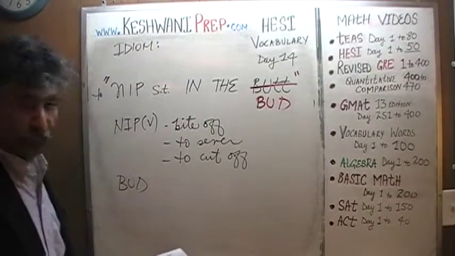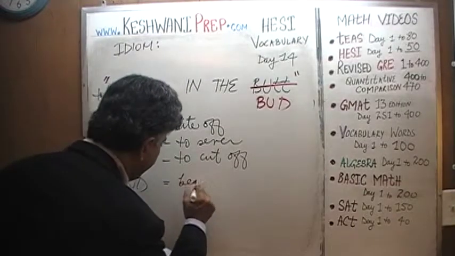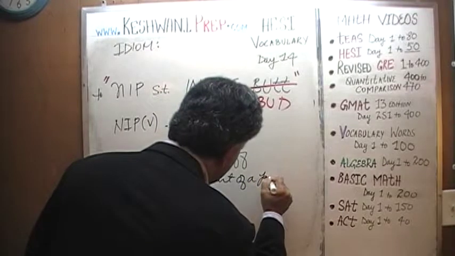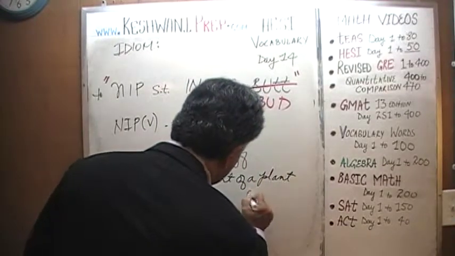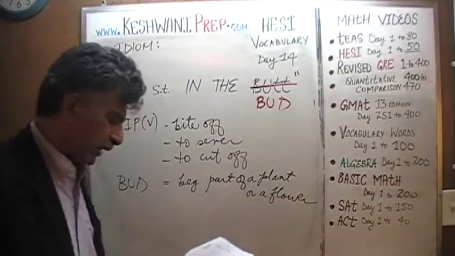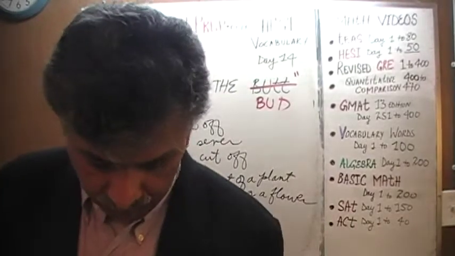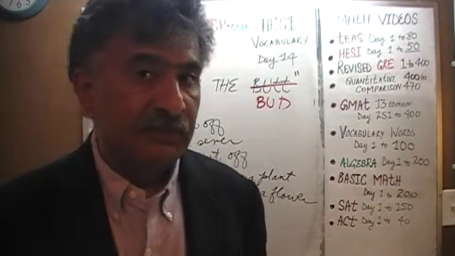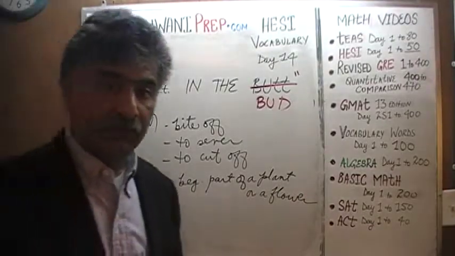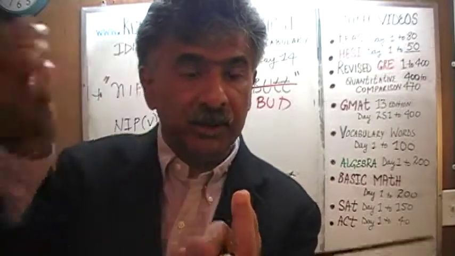bud, which of course you know what it means. Bud simply means a beginning part of a plant or a flower. So what does it mean when we use the word to nip in the bud? It simply means to tear off, to sever, to cut off, to bite off the bud.